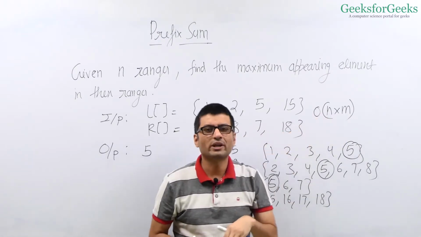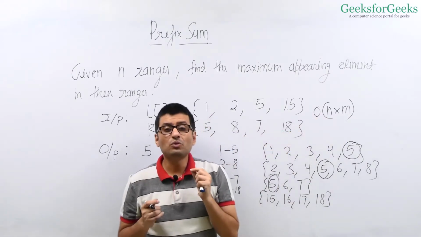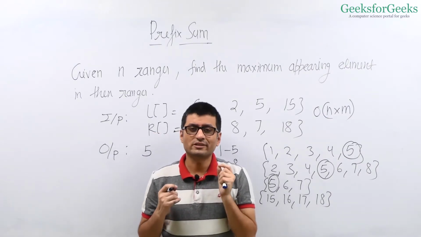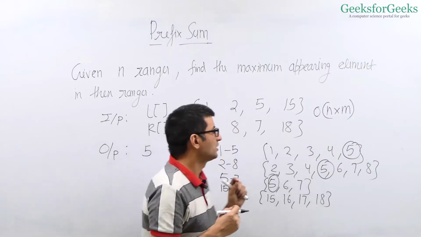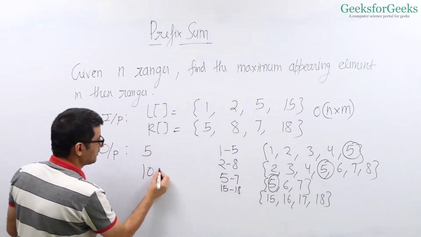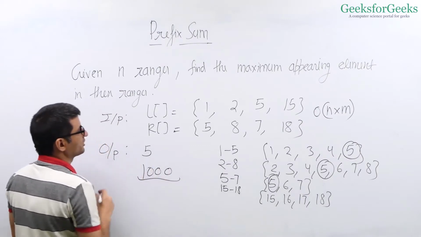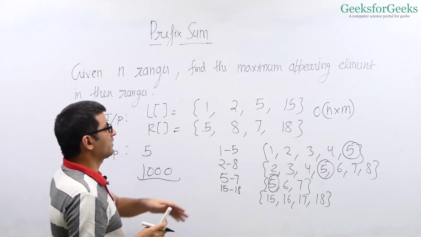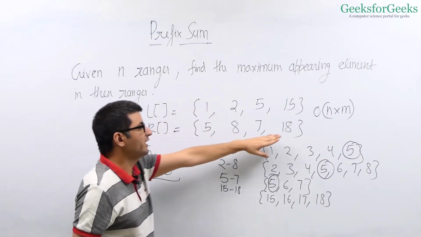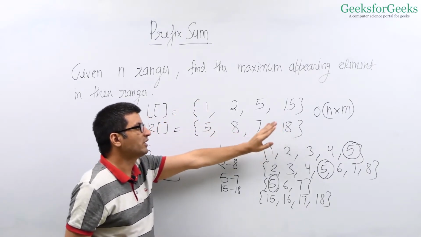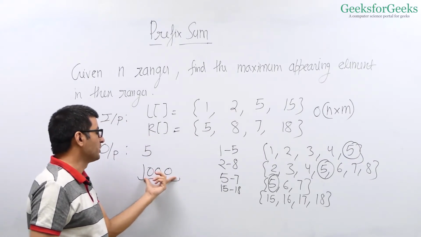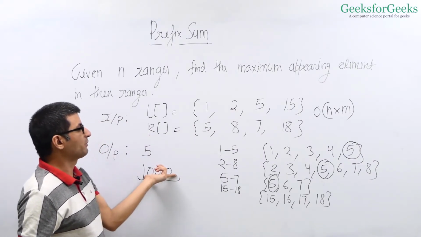Can you do it in better time complexity? If you are given that the values in these ranges are small, that they never go beyond say 1000 or 10,000, this 18 is the maximum value here, and in general we assume that the maximum value never goes beyond 1000. Can you optimize this solution?